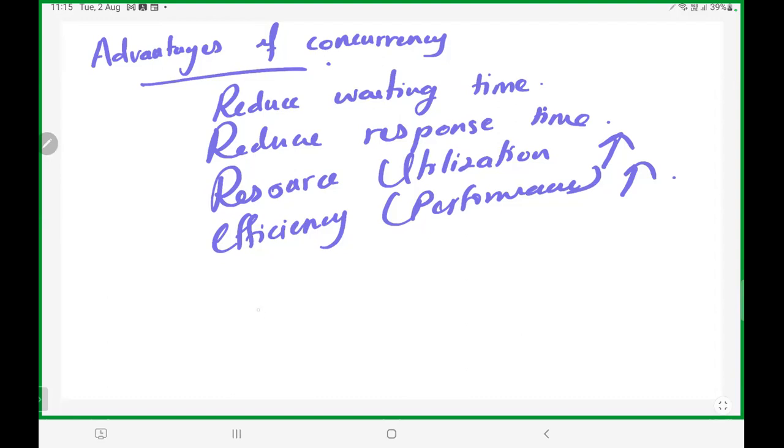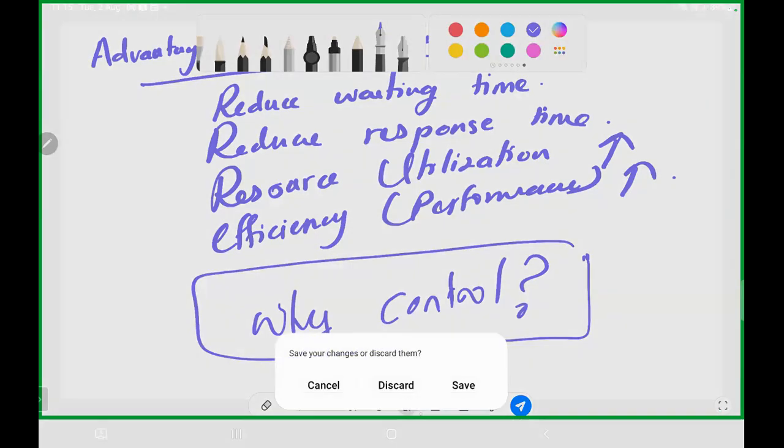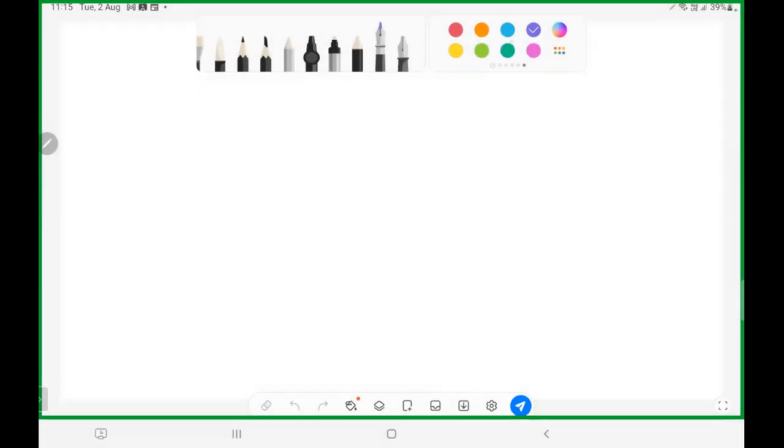Right? Then why do we control this? If there are a lot of advantages, why are we going to control it? Why concurrency control? If there are a lot of transactions at once, there can be a lot of problems. Yes, it can be high risk.